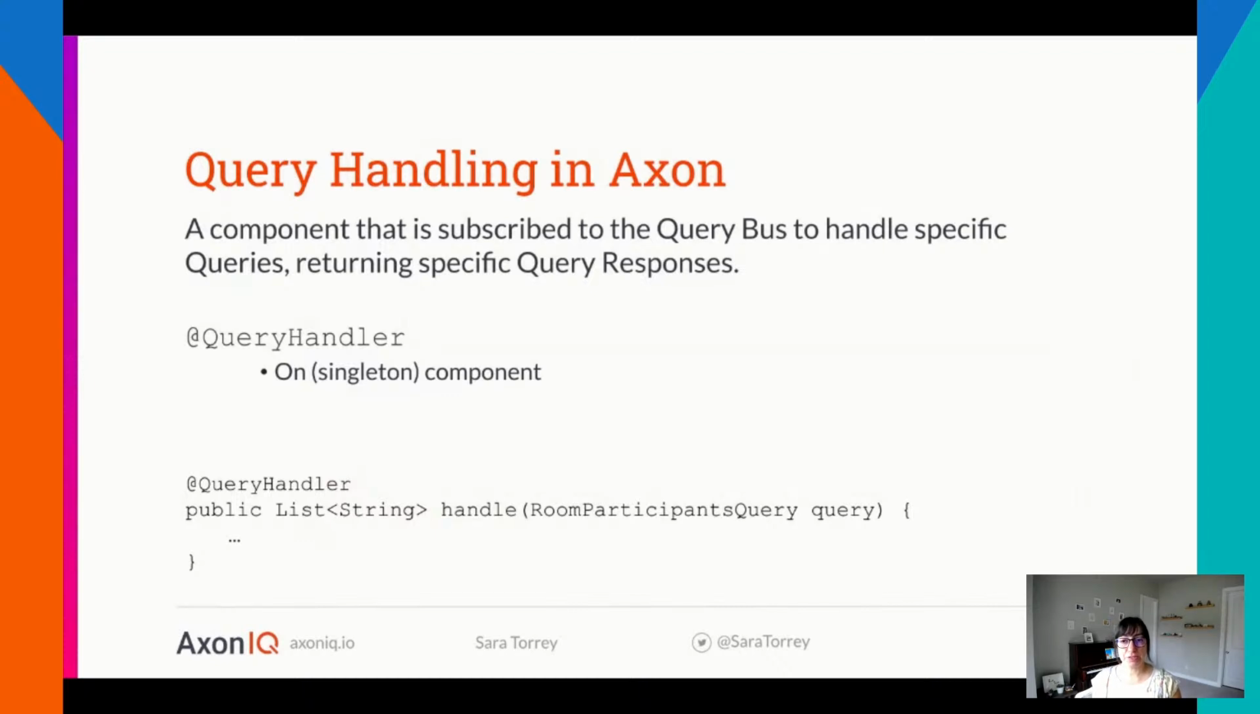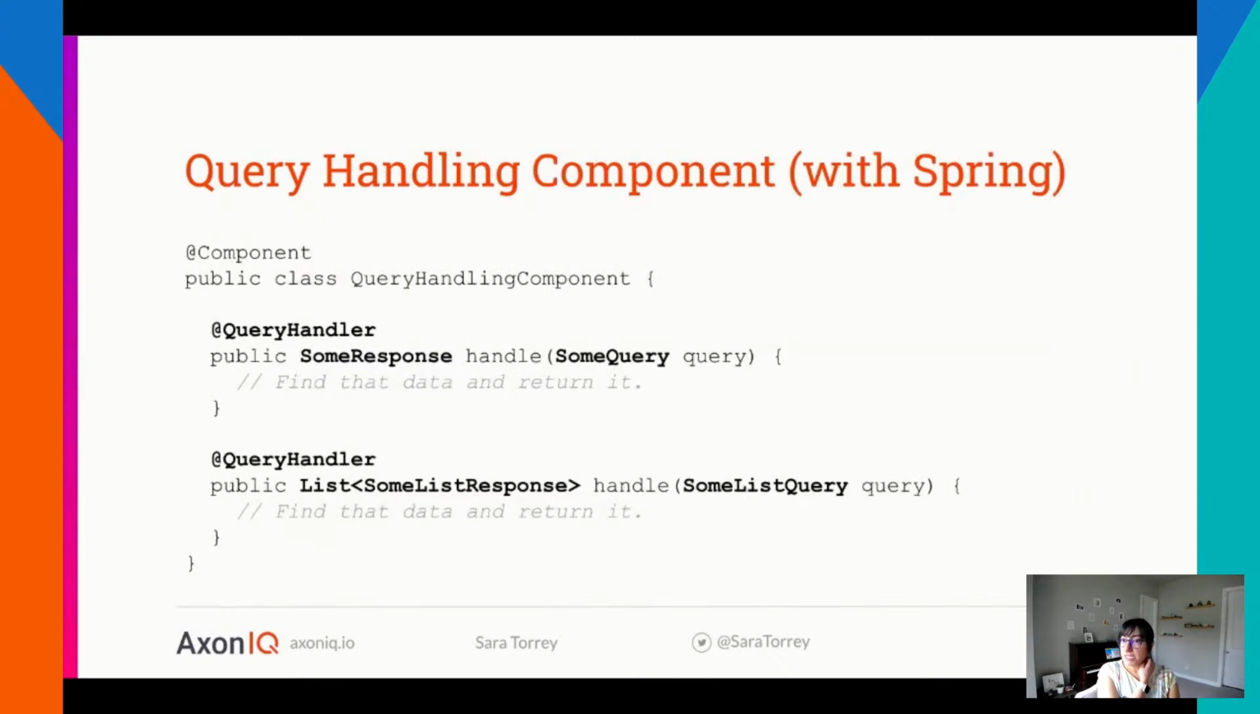Similarly to event handlers, query handlers are functions on singleton components. In code, you would use the @query_handler annotation on a function, and the first parameter will again be the type of message it can handle. And in this case, the return type of the method is very important, and that is your query response. So I'm going to speed up a little bit because we only have a few minutes left.